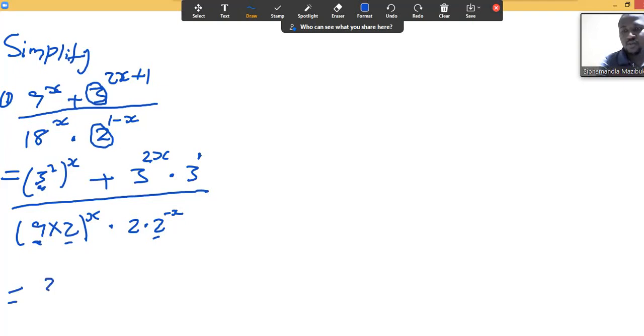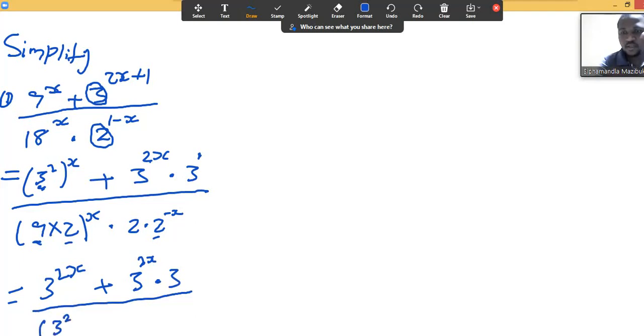Simply we will have 3 to the power 2x plus 3 to the power 2x, we multiply by 3, and this is all over. Here we're changing, so we will now have 3 squared multiplied by 2 to the power x multiplied by 2 times 2 to the power minus x. Okay, so we carry on here.